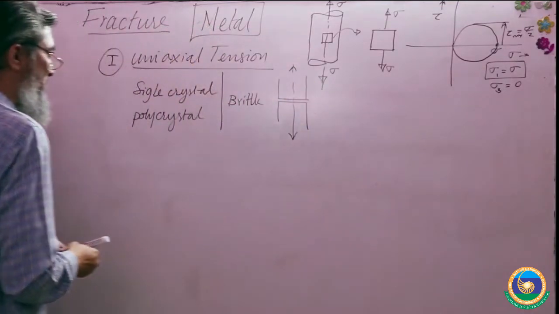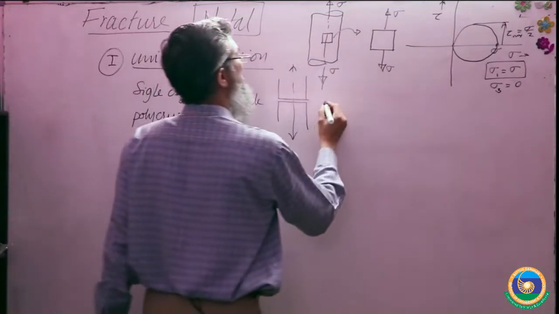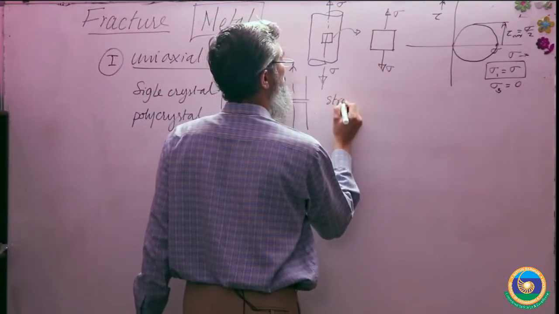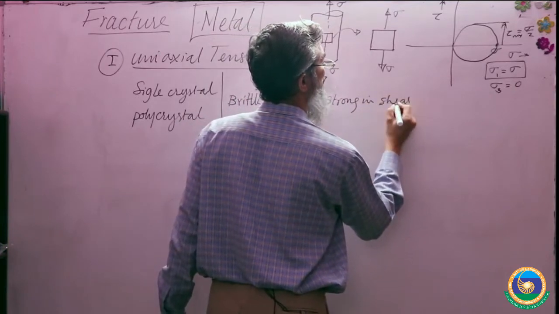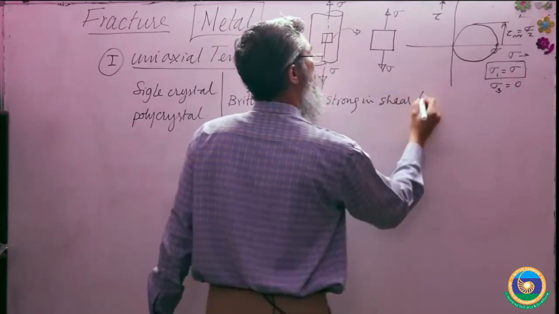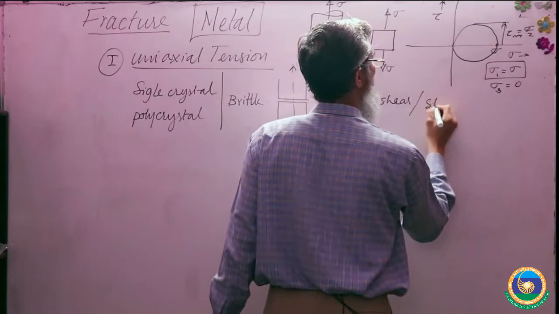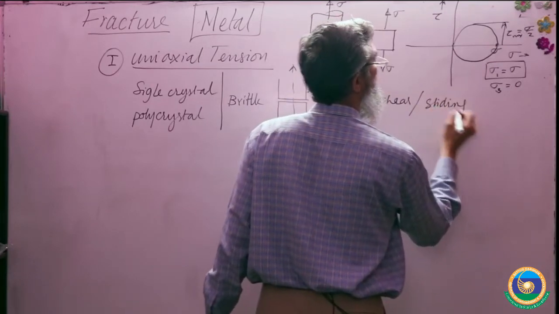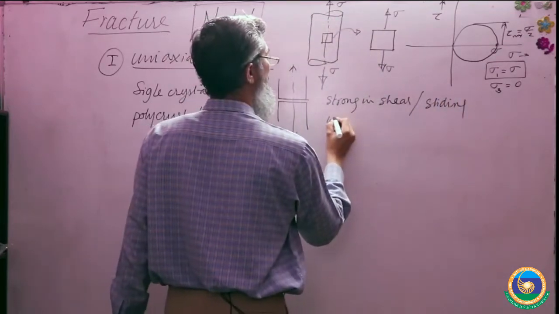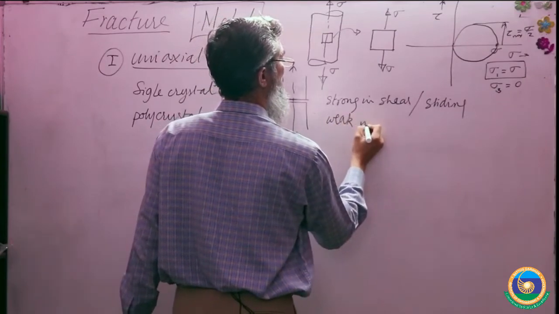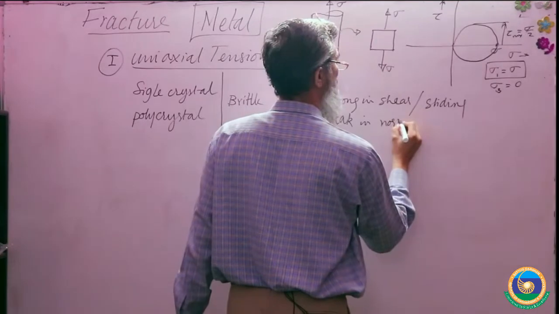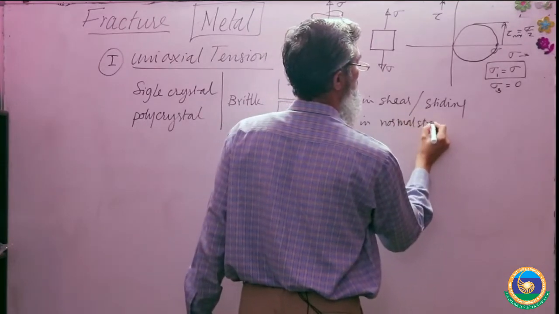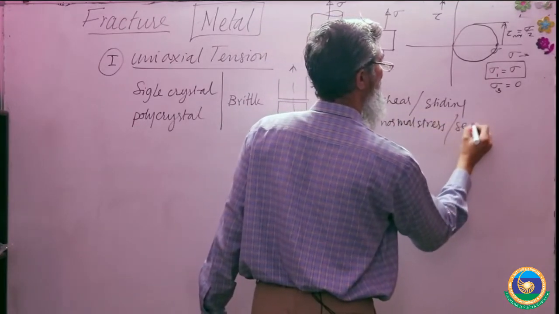tensile axis. Why? A brittle material is strong in shear, right, or sliding, and weak in normal stress or separation.